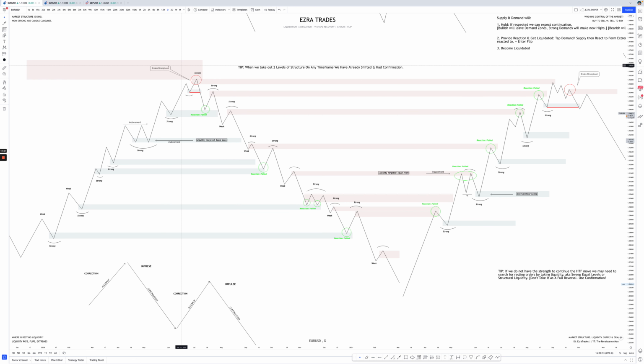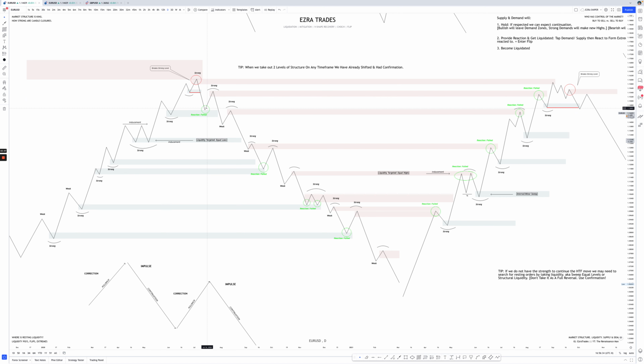We know that the sellers of this higher time frame supply are so strong that they broke a protected level and they shifted market structure bearish. But we don't know if they're strong enough to take out this demand. So we wait. We get a reaction. Now buyers are showing buying pressure and they're pushing price up.